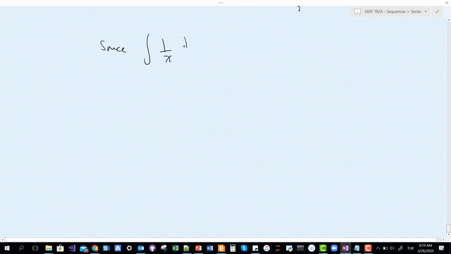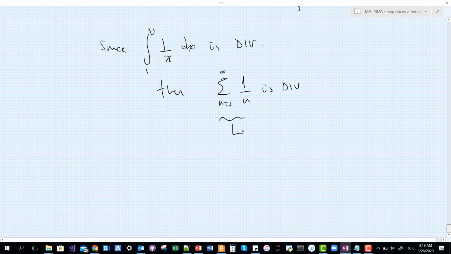Since this integral is divergent, then my series is also divergent. By the way, this is the special series we call the harmonic series. Since it is so important for the other tests we are going to see later, remember: the harmonic series is a divergent series.